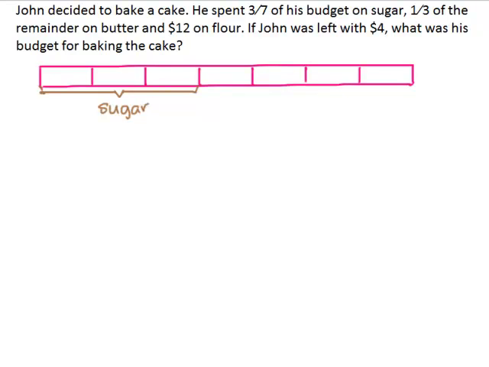Next, we know that John spent 1/3 of the remainder on butter. From the model we can see that there are 4 units remaining. First, we will label these units as the remainder. There are 4 units remaining.